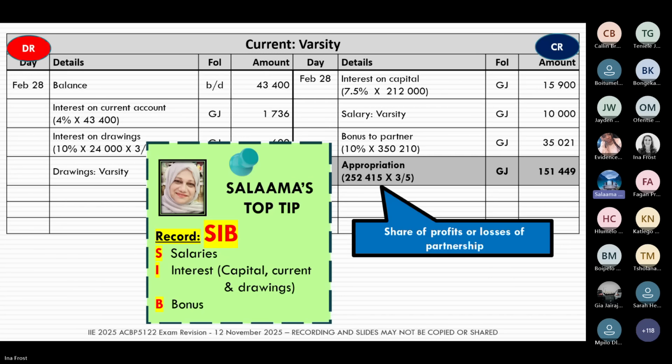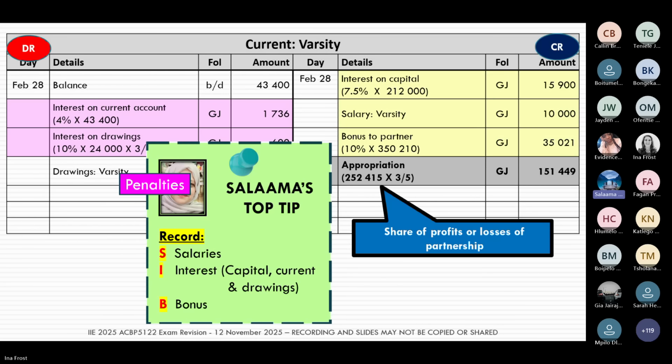If you get this question in the exam, just remember on your answer sheet to write SIB, so that you know that what you need to record in the current account are your perks and your penalties. Part of your perks and penalties will include the S, which stands for salaries, which is a perk to the partner.